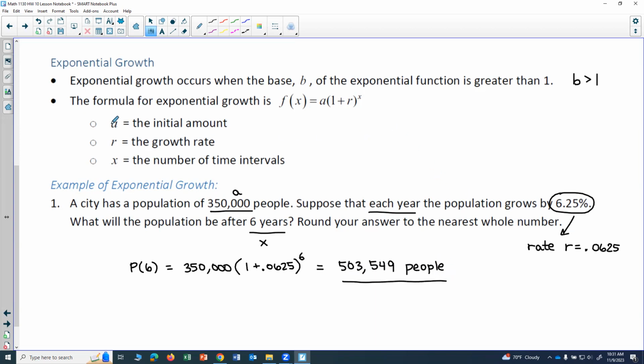So remember this when you're doing exponential growth. A is the initial amount, R is the growth rate, X is the number of time intervals, and your exponential growth is A times quantity 1 plus R quantity to the X.